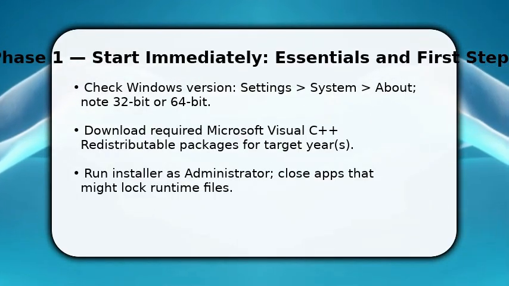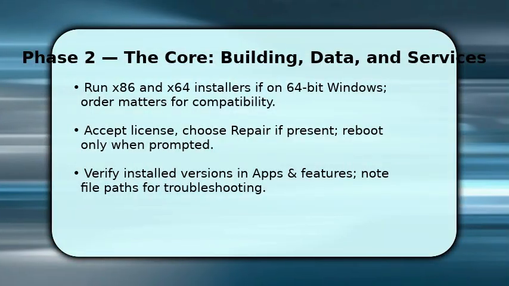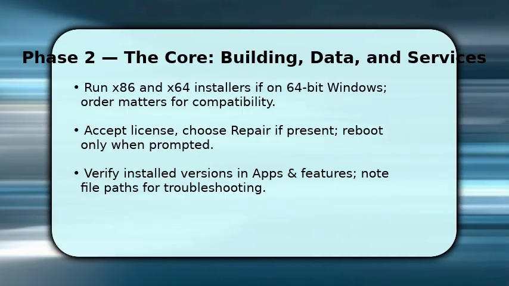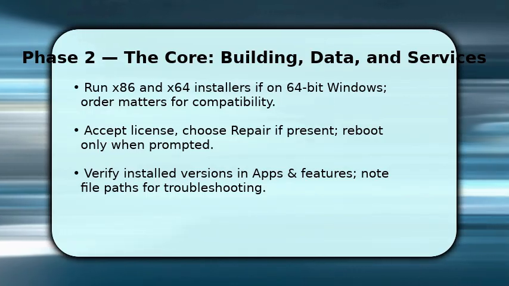You now perform the actual installation, beginning with the x86 package even on 64-bit Windows because many applications depend on it. Install x64 next. Accept the license and choose Repair when an existing version is detected, since Repair restores missing or corrupted DLLs. Do not reboot unless the installer asks. Unnecessary reboots interrupt chained installs.